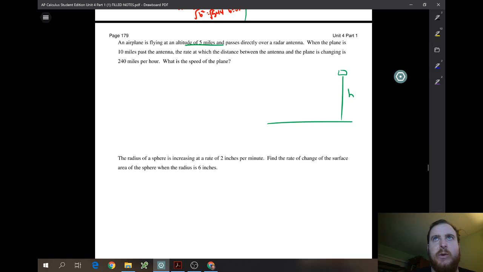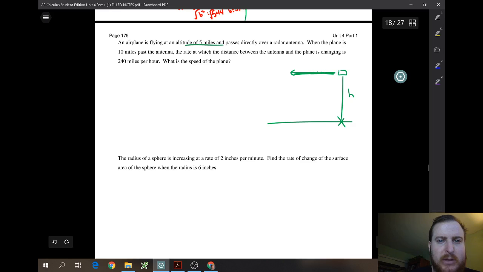Okay, let's figure out what the constants are first. And it passes directly over an antenna. So we have some kind of antenna right there. When the plane is 10 miles past the antenna, it might be flying to the left, it might be flying to the right. I'm going to draw mine flying to the left. But if yours was flying the other way, that's fine too. So it's flying over here.